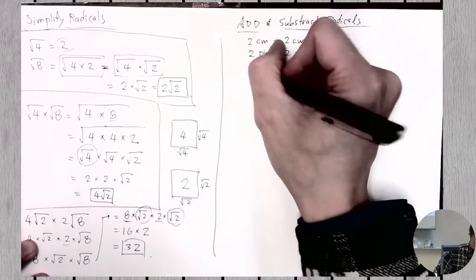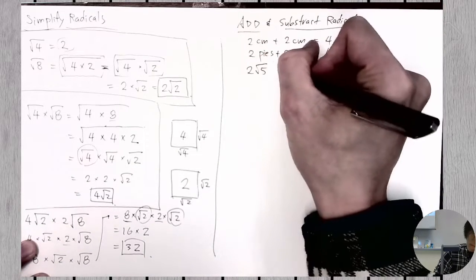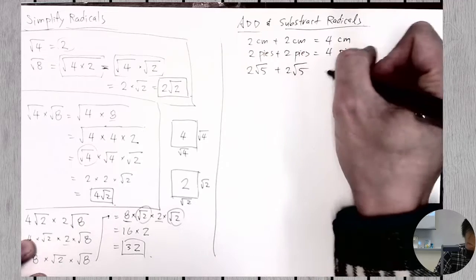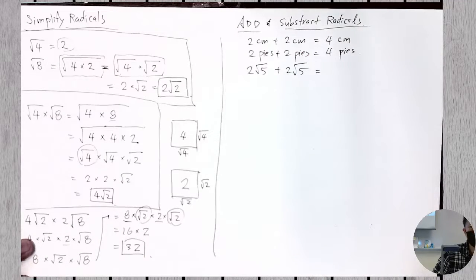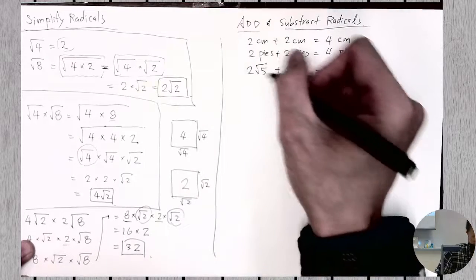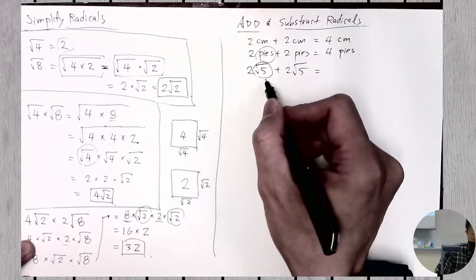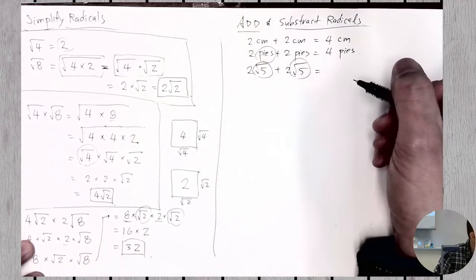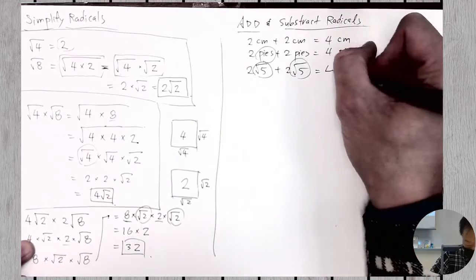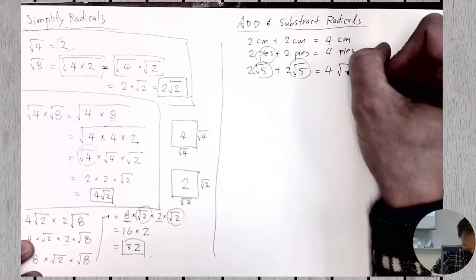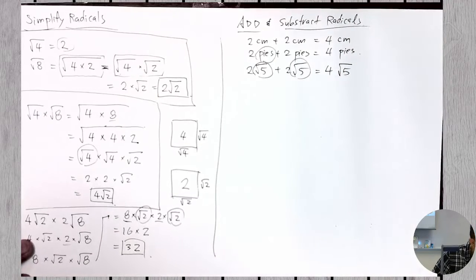All right. If I have 2 square root 5 plus 2 square root 5, what do I have? So, see the square root 5 as a thing, okay? So I have 2 of this plus another 2 of those. I have 4 of those. Thank you so much. 4 square root 5.